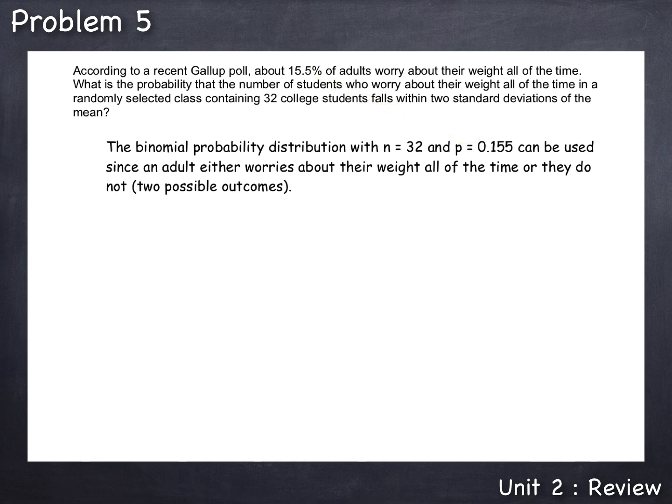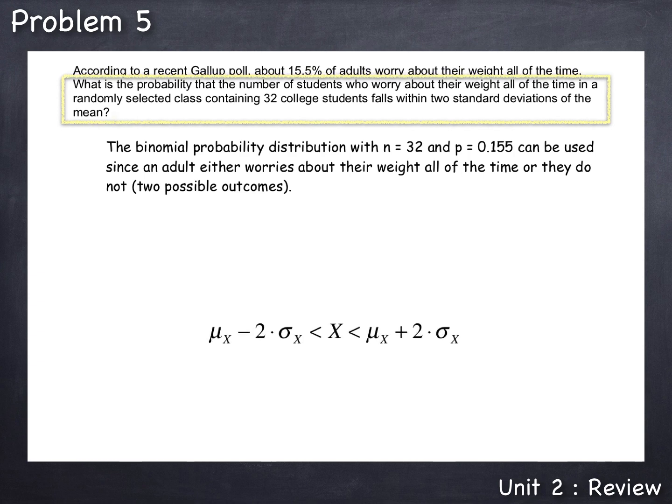To find the value of the random variable x, we need to look at the question. What is the probability that the number of students who worry about their weight all of the time in a randomly selected class containing 32 college students falls within 2 standard deviations of the mean? So the random variable x in question must fall within 2 standard deviations of the mean. That is, it must fall in the interval that ranges from a low of the mean minus 2 standard deviations up to the upper level, the mean plus 2 standard deviations.